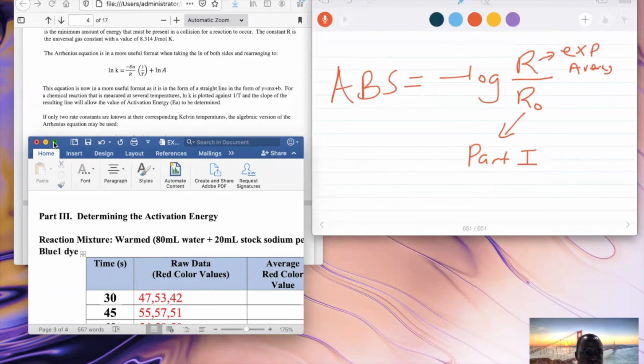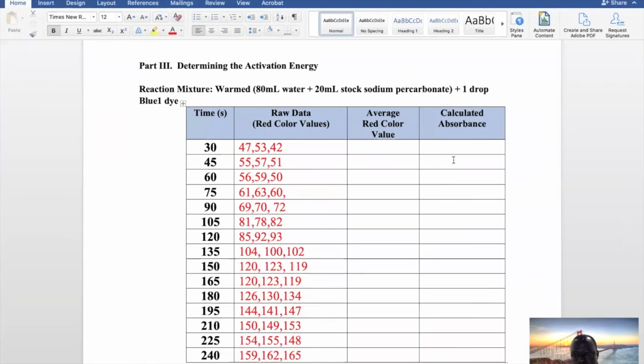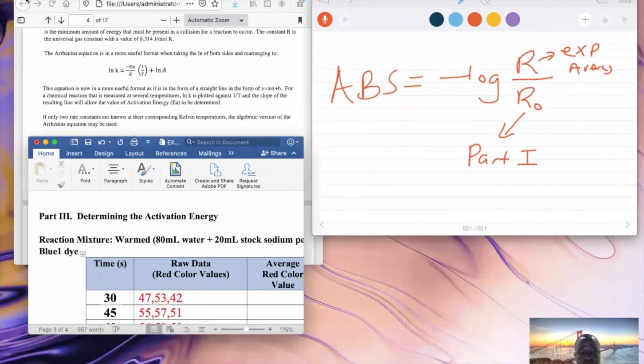And that will give you the calculated absorbance. Here I'm abbreviating it as APS. It's the same thing, all right? Now, what are you going to do with this?